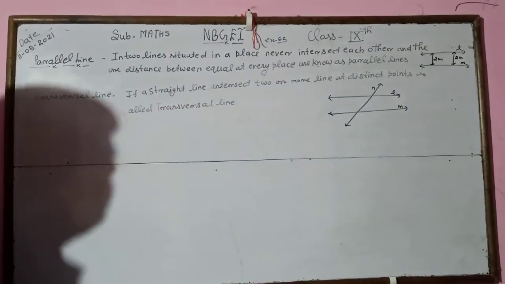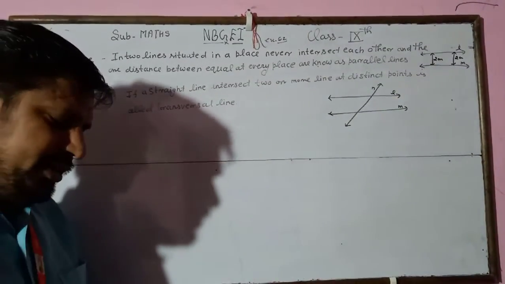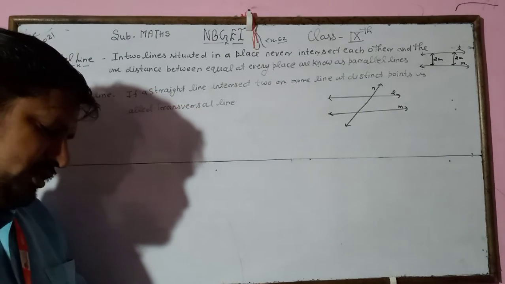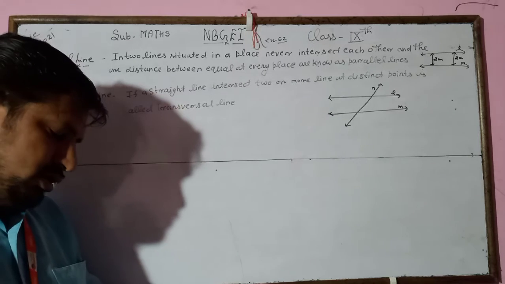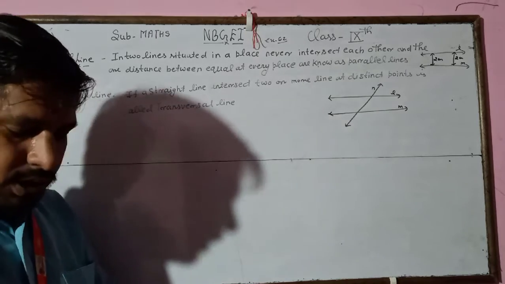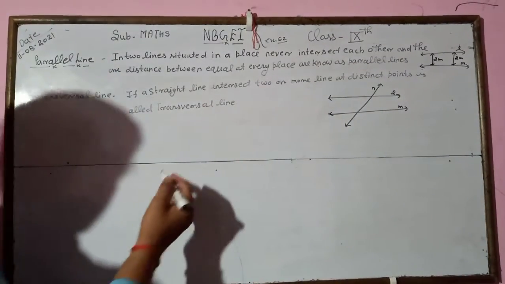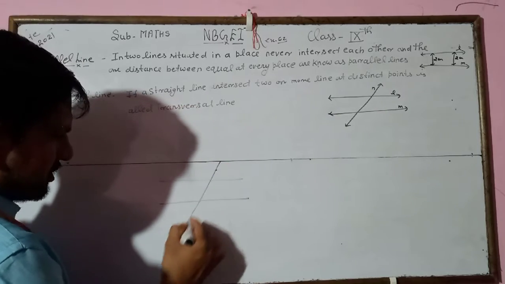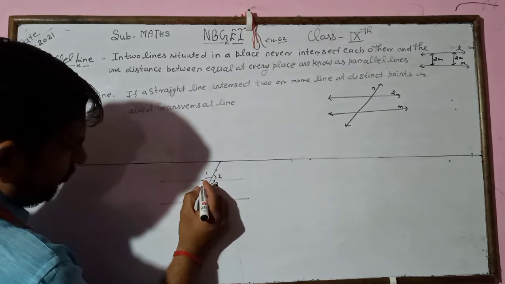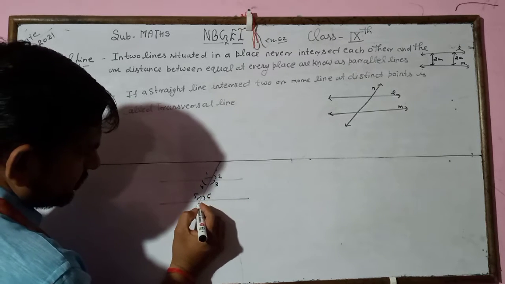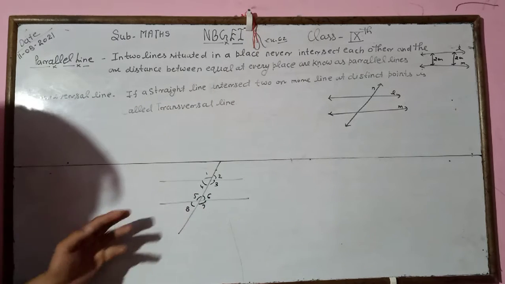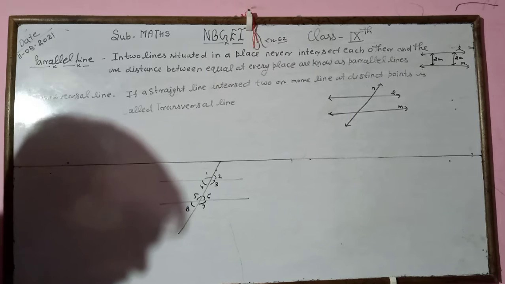Last class I described this; wait, I will open a book. Exercise 6.2. Firstly, if a transversal intersects two lines, the angles are named 1, 2, 3, 4, 5, 6, 7 and 8. Okay, clear?